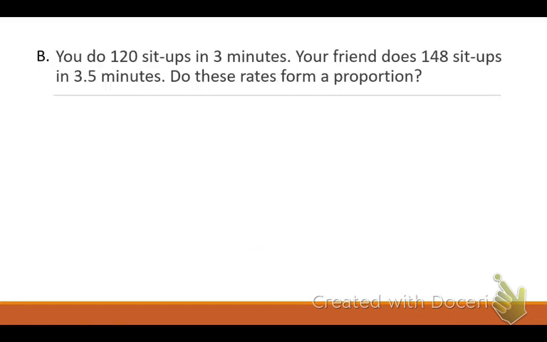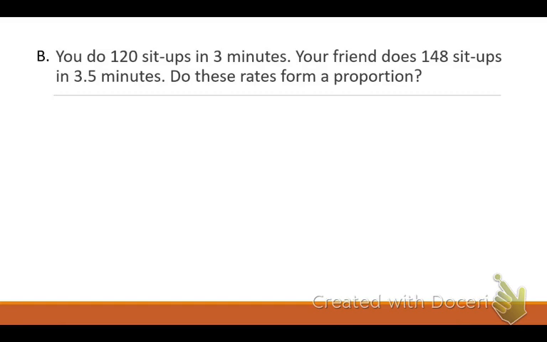We'll save that for just a minute. For now, I want to do this one. This one's very similar to the one we just did. You do 120 sit-ups in 3 minutes. Your friend does 148 sit-ups in 3.5 minutes. So your friend isn't necessarily better because they did 148. They actually took more time. So you can't say either one is faster. You actually have to just see if the rates form a proportion. If they do, that means they had the same rate, equivalent rates. All right, hopefully that makes sense. Go ahead and set up your proportion and test to see if these rates are equivalent.